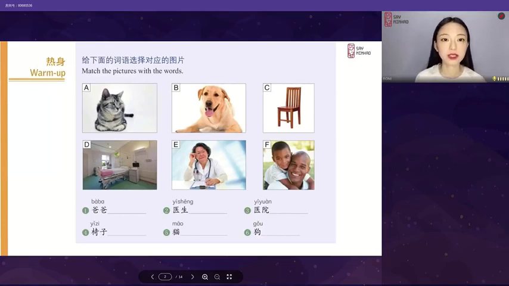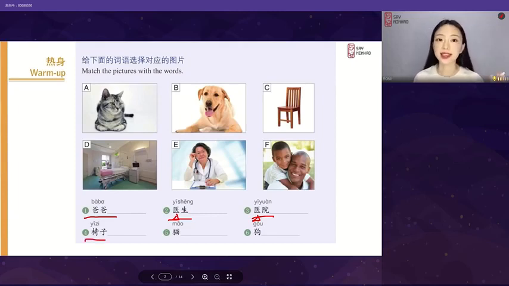There are 6 pictures and 6 new words. First, let's see the new words. First one is 爸爸, it means father. Next one is 医生, this means doctor. And next one, 医院, it has the same character as 医生, and 院 actually means a yard, a place. So 医院 actually means hospital.